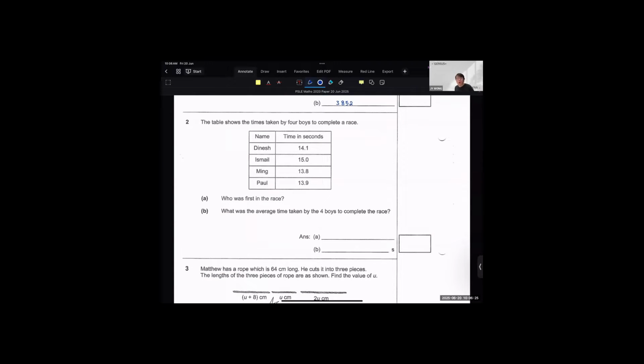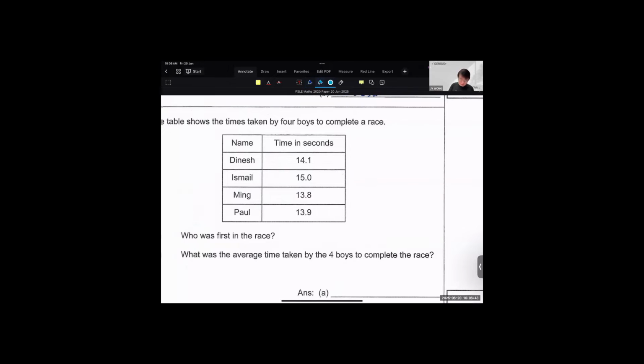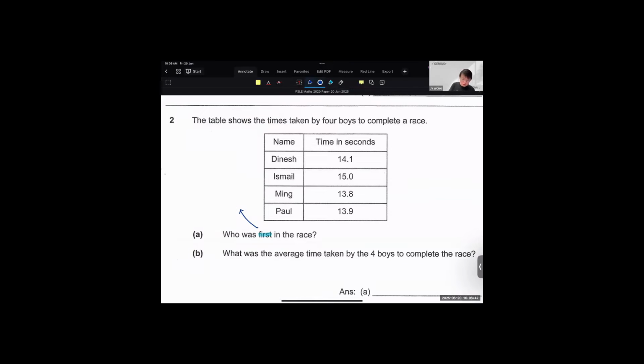Next, who was first in the race? This kind of question, every year, students get it wrong. Why? Especially for those of you not in sports CCA. If you are in sports CCA, then you should know. What's the trick here? Right? If you come first in a race, you took the least time, not the most.